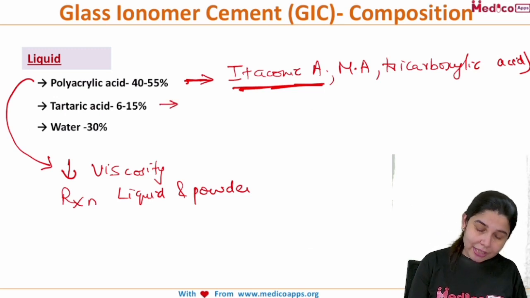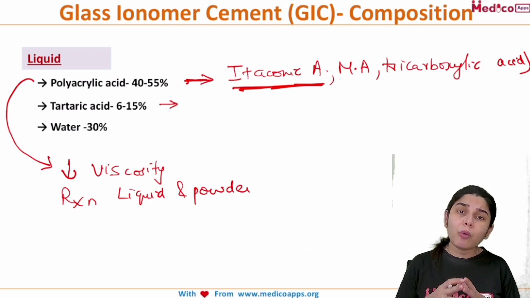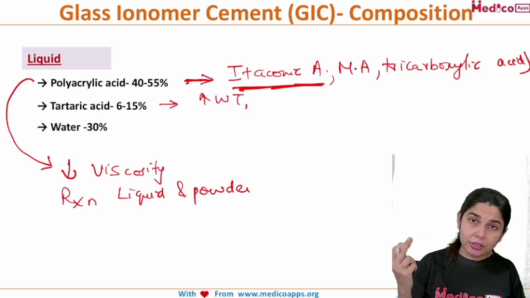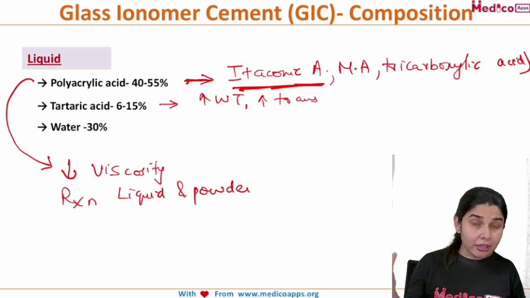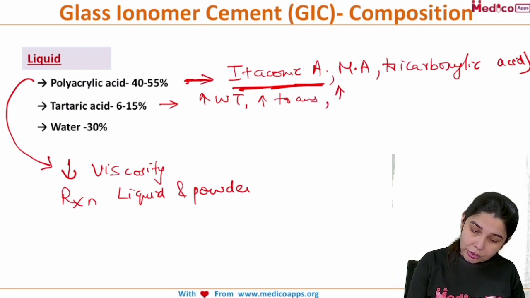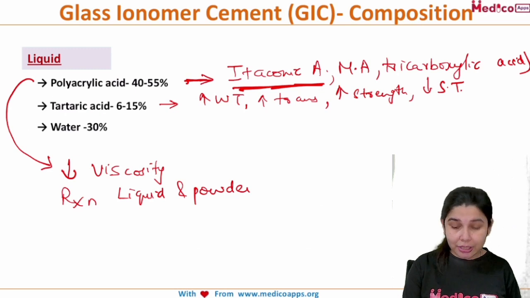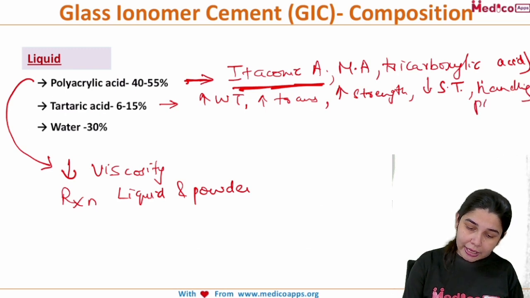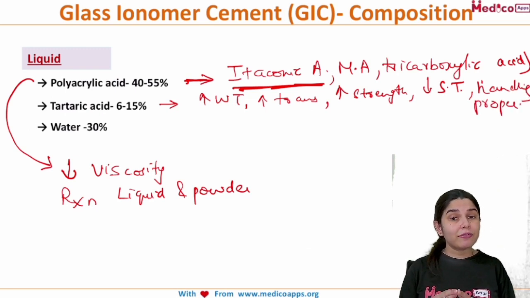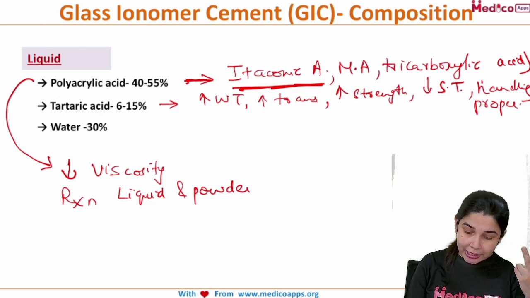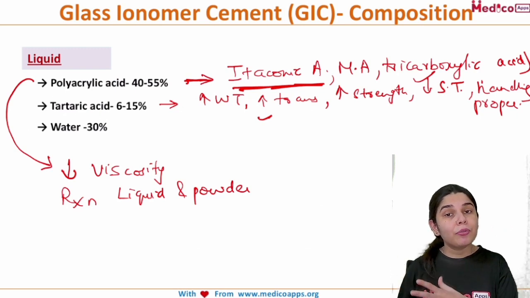The second is the tartaric acid, and this is around 6 to 15% present. And what is the function of tartaric acid? So tartaric acid basically increases the working time, first; increases the translucency, second function. Third is that it also increases the strength of the material, but it decreases the setting time, and lastly it also improves the handling properties of the material. So what is the function of tartaric acid? Though it is 6 to 15%, it is increasing the working time, increasing the translucency, increasing the strength, decreasing the setting time, and improving the handling properties.